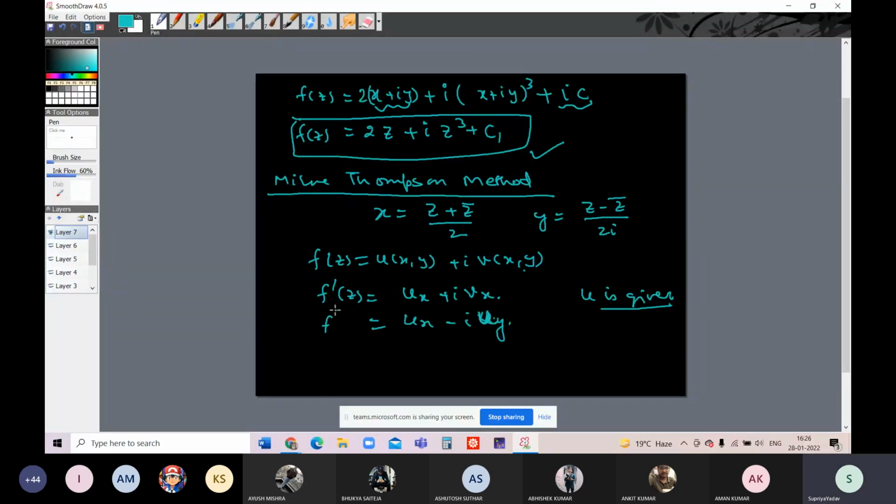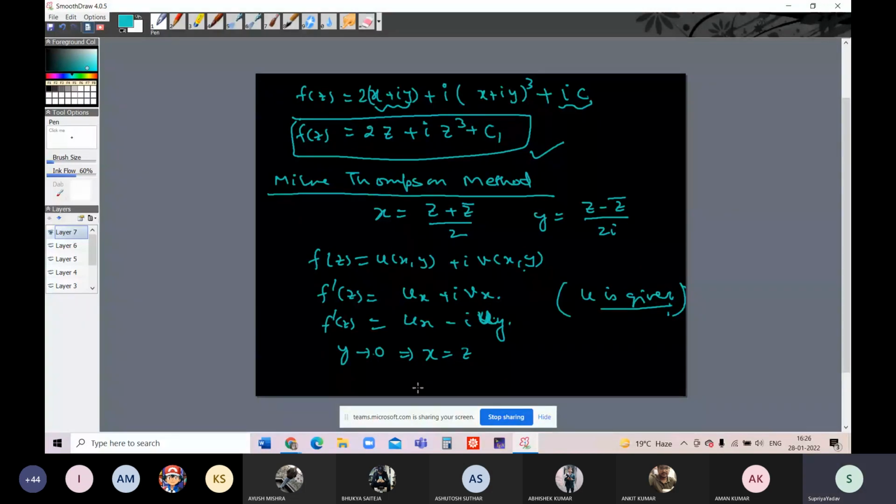So f dash z is ux minus i times uy. Okay, u is given here, and in this method we replace y by 0. Suppose that y is 0 here. So in that case, x must be equal to z, because we know that z is x plus iy. So when y is 0, obviously x will be z.